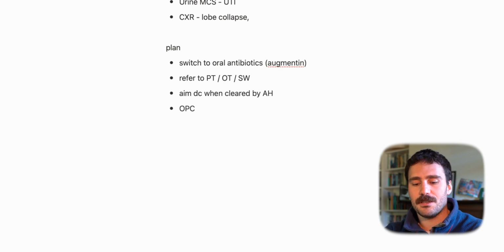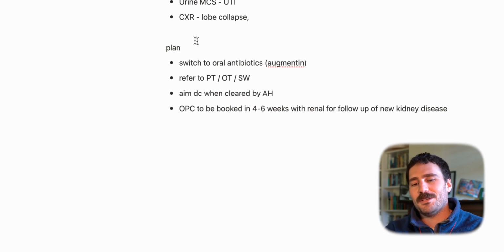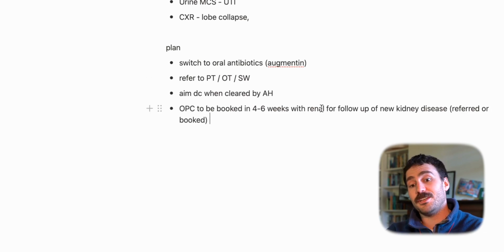If they are going home, then what's their follow-up? So you can say outpatient clinic to be booked in 4 to 6 weeks with renal for follow-up of a new kidney disease. Whatever it is, just put it in the plan. And you can also say referred or booked. You can just make a note of the patient's plan for that day, and also afterwards to help make the discharge summary much, much easier.